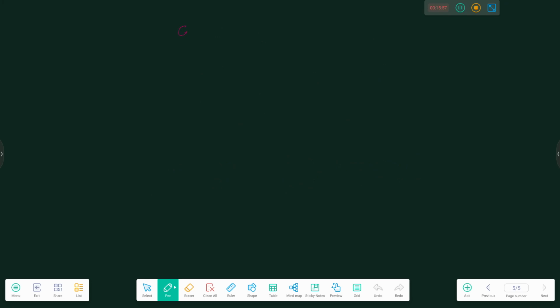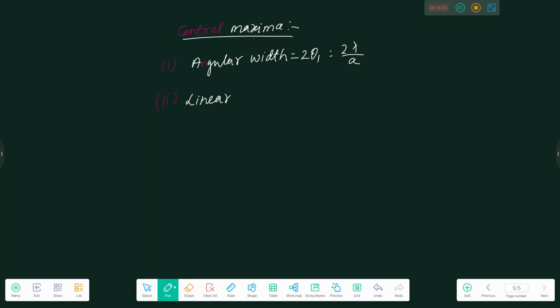Now I'll tell about central maxima. What is central maxima? First we have to find the angular width. Let's check the angular width. So what is the angular width? Angular width is 2 theta 1, so 2 times lambda by a. Why I told 2 theta 1? That one also I'll explain. Let's write about linear width also. Linear width will be 2 y1, or basically 2 lambda D by a.